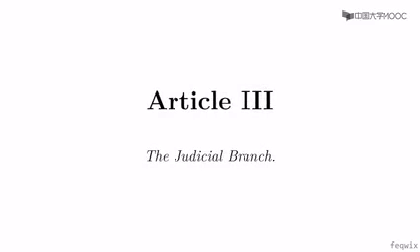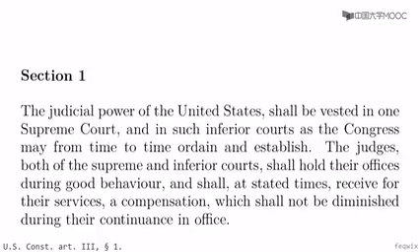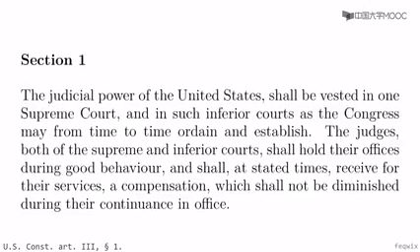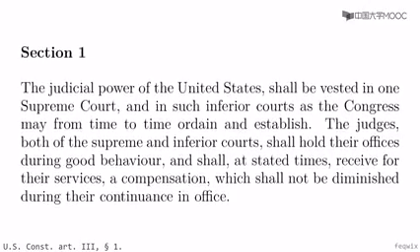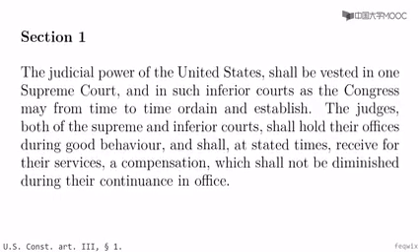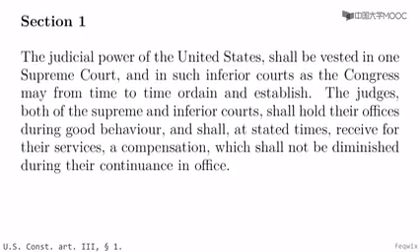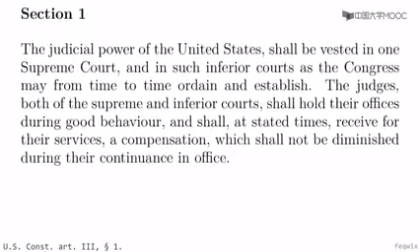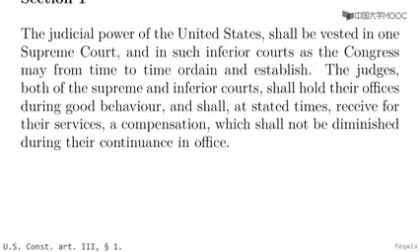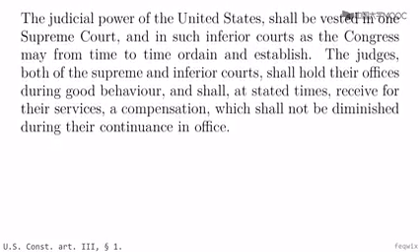Article 3. Section 1. The judicial power of the United States shall be vested in one Supreme Court, and in such inferior courts as the Congress may from time to time ordain and establish. The judges, both of the Supreme and inferior courts, shall hold their offices during good behavior, and shall, at stated times, receive for their services a compensation, which shall not be diminished during their continuance in office.